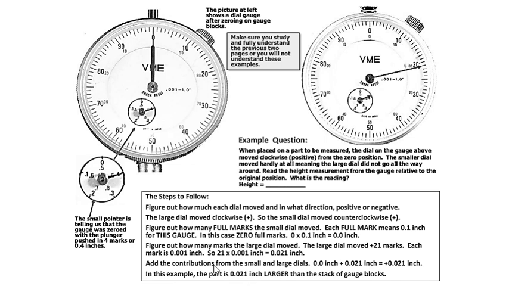So here you are able to measure the item larger than the stack of the gauge block, and this is our specification, because it's going to the positive side, about 21 markings. Therefore you're adding 0.021 inches to your gauge height. That means the object you want to measure is larger than your specification. Got it?